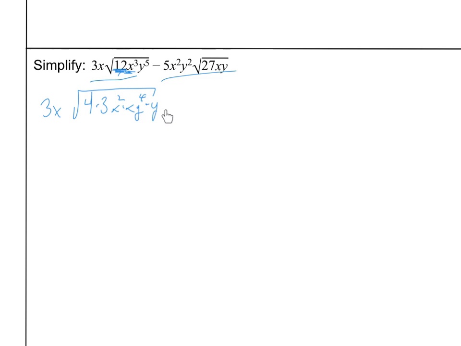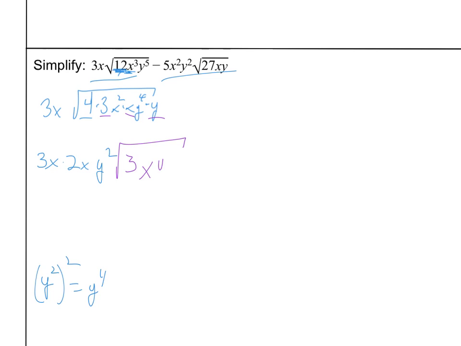Now when I go through to square root this stuff, on the outside I already have that 3 and that x. The square root of 4 I know is just 2. The square root of x squared is like, what would I square to get x squared? I would square an x. And then the square root of y to the 4th, what would I square to get y to the 4th? I would square y squared. Right? Y squared, if I square that, I get y to the 4th. And then anything that's left inside is left inside. So this 3, left inside. This x, left inside. This y, left inside.